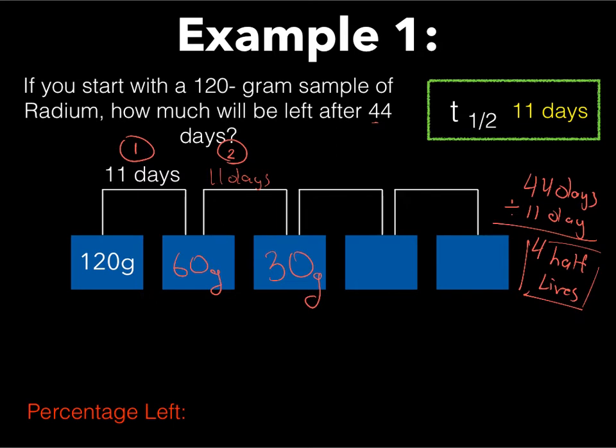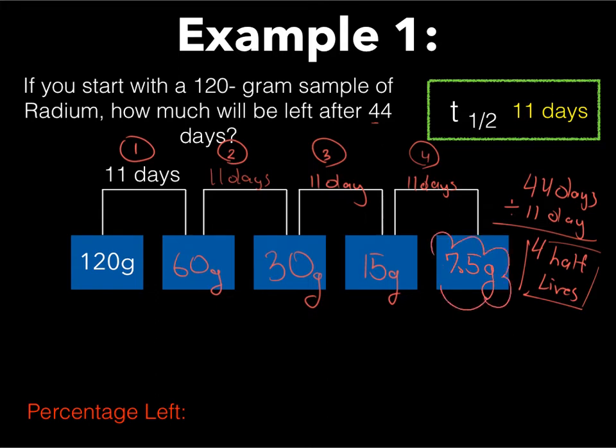Right now we have 30 grams of that sample. In another 11 days, it is going to be cut in half, and we're going to be left with 15 grams. Lastly, another 11 days goes by, and this is our last half-life. We are going to have 7.5 grams left. So this is your answer. How much will be left after 44 days? We're going to be left with 7.5 grams of radium.